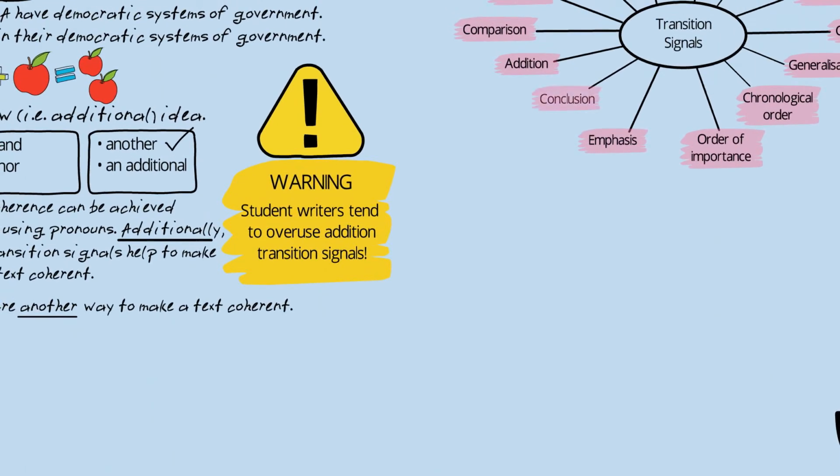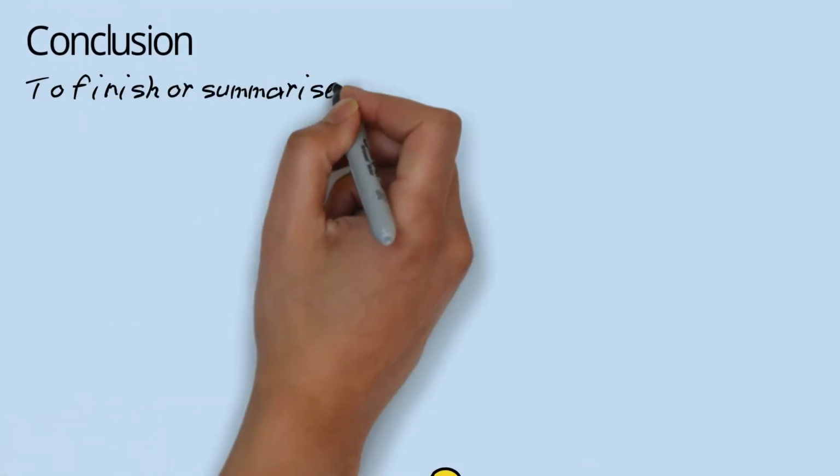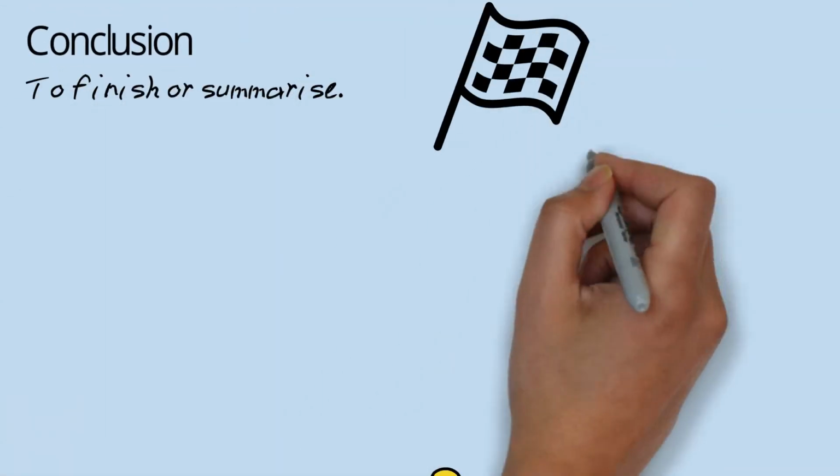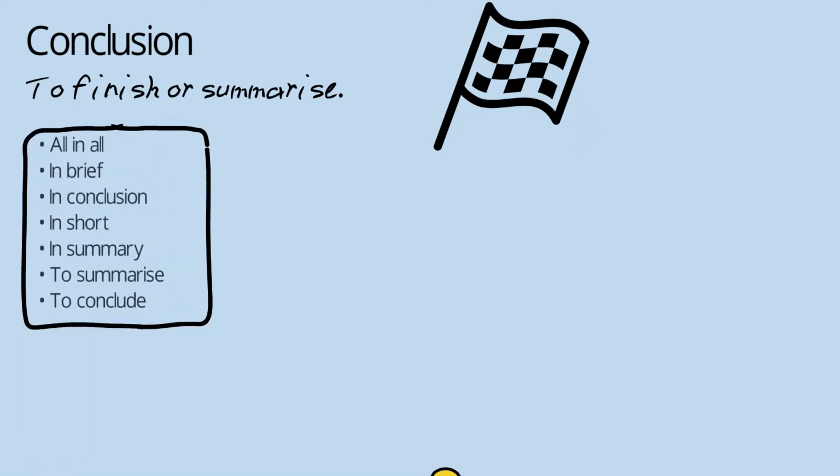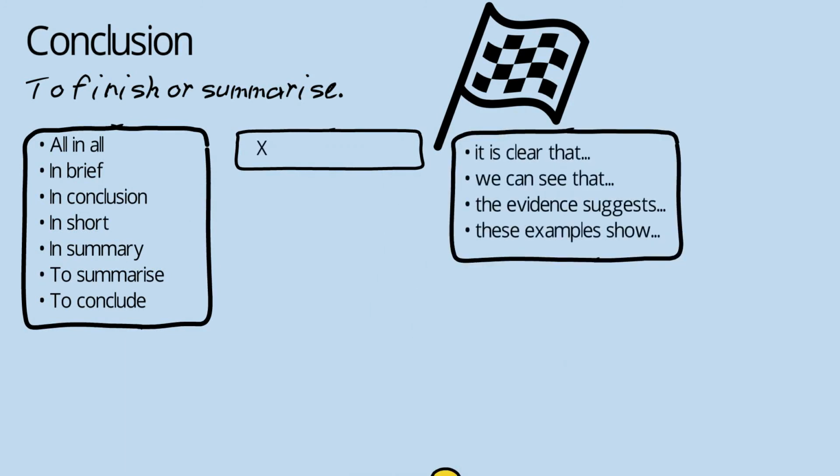Finally, let's look at conclusion transitions. So these are used to finish or to summarize. So sentence connectors such as all in all, in brief, in conclusion, and so on. No clause connectors. And some other phrases which give conclusions: it is clear that, we can see that, the evidence suggests, these examples show.